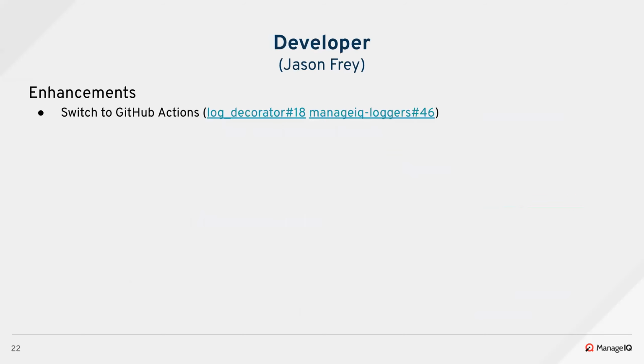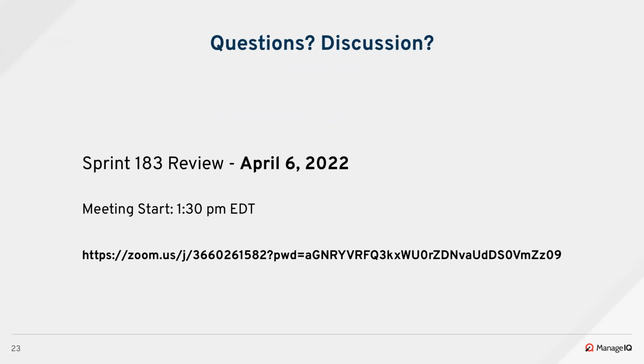Next slide, please. We have no changes on the API side. There was a small bug fixed by Keenan, but on the developer side, I added a few more repos to switch to GitHub Actions, namely Log Decorator and ManageIQ Loggers. And I'll be continuing with more of that in the coming sprints. And that's all.